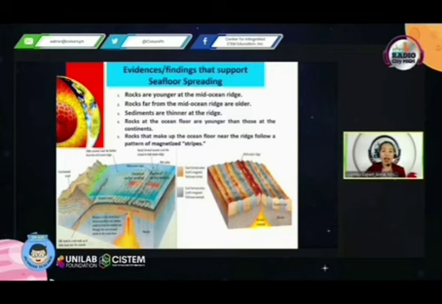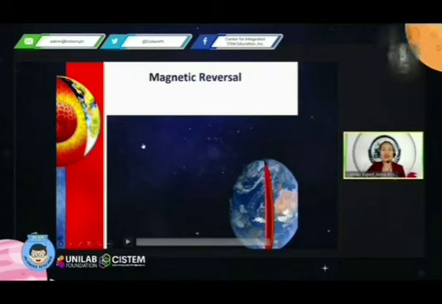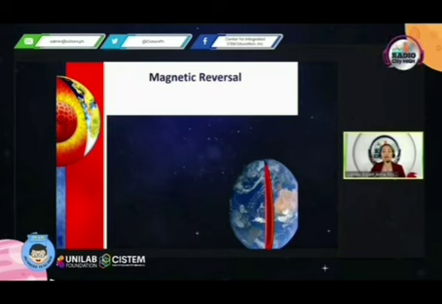And they also found out that sediments are thinner at the ridge. Mas manipis yung sediments na nakikita dito sa bandang mid-ocean ridge. At saka, mas thicker dito sa mas malayong parte ng mid-ocean ridge. So, the fifth evidence that he presented was that rocks that make up the ocean floor near the ridge follow a pattern of magnetized stripes. I have shown that one already. Right. So what is magnetic reversal? This is also one of the evidences that plates really move.